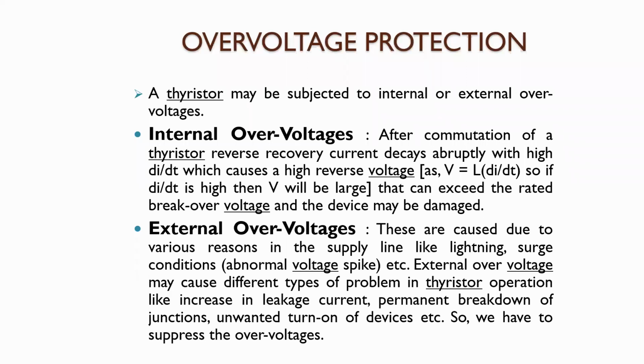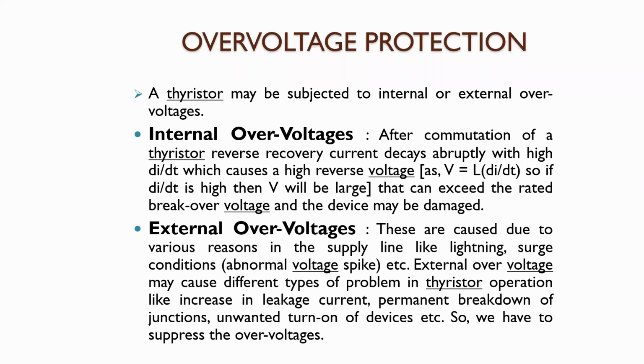So during the reverse recovery currents, what happens? A high abrupt di by dt current change can result in high reverse voltages. So we have to protect against the high reverse voltage, meaning the blocking capability of the thyristor. That is the internal over voltage of the thyristor.